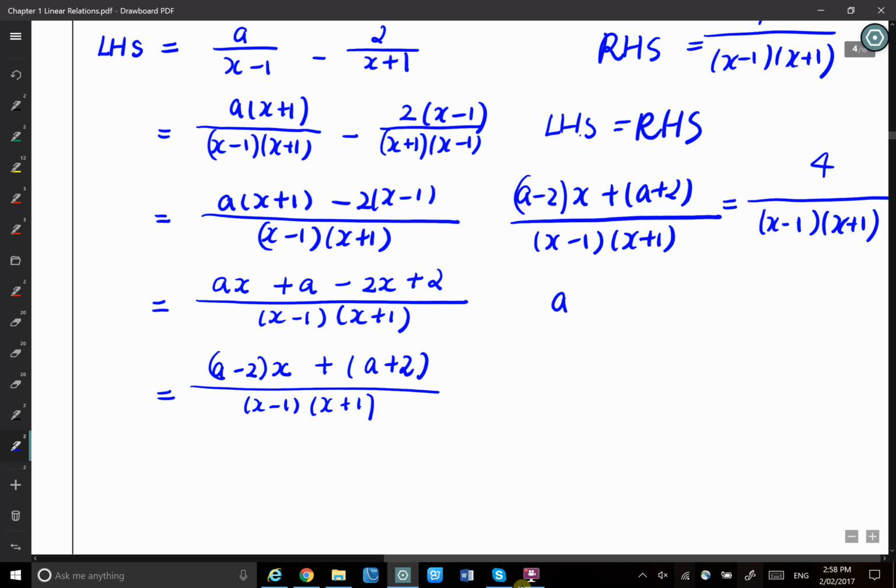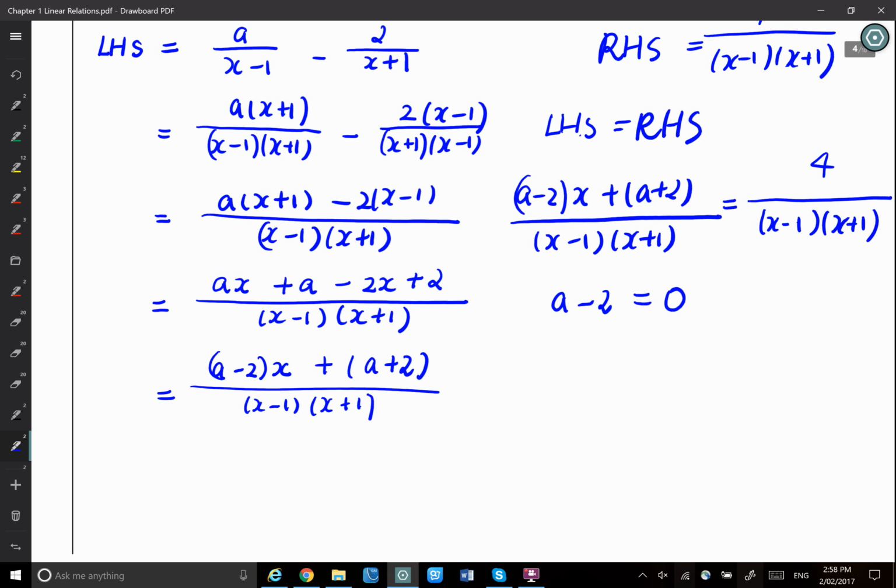So a minus 2 must be 0. A minus 2 must be 0 because I don't have any x term on the right. I have an x term on the left, but according to the a value, I can make a equal to 2. I can make the x term just disappear. It's just gone. I don't have that term. So a minus 2 must be 0.